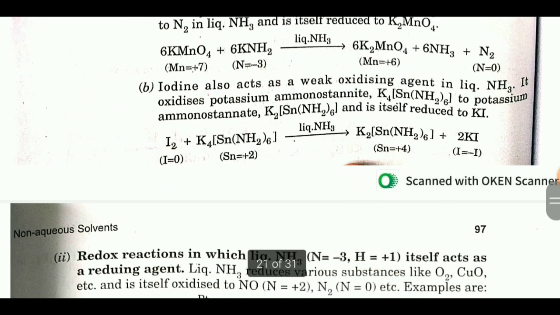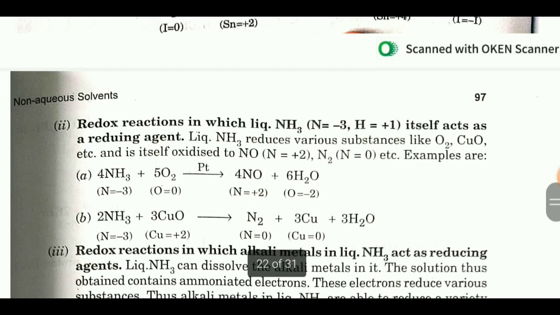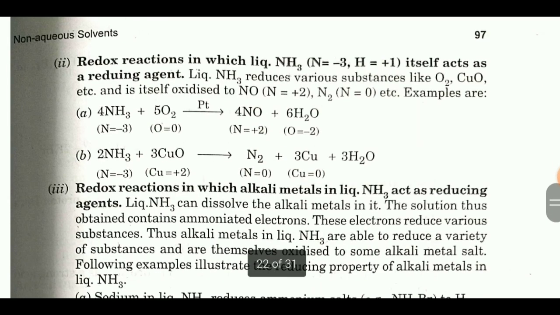B. Iodine also acts as a weak oxidizing agent in liquid ammonia. It oxidizes potassium ammonostannite K4Sn(NH2)6 to potassium ammonostannate K2Sn(NH2)6 and itself is reduced to KI. Second, redox reaction in which liquid ammonia itself acts as a reducing agent. Liquid ammonia reduces various substances like O2, CuO, etc. and itself oxidizes to N2.